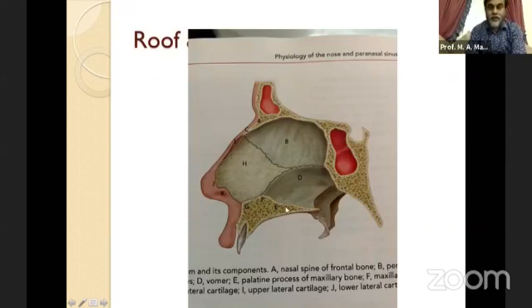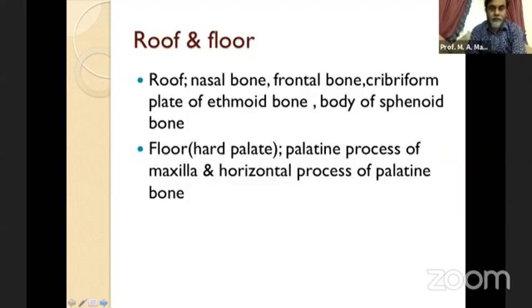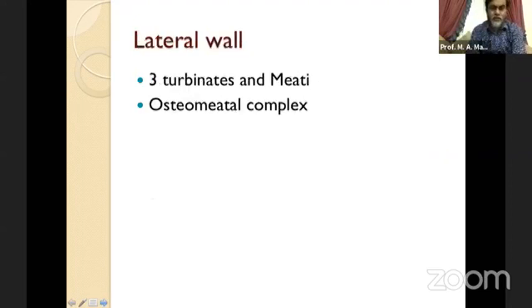The floor is the palate. It's called hard palate. It has got two parts. One is palatine bone and maxillary bone. So the floor, hard palate: palatine process of the maxilla, and horizontal process of palatine bone. This is the hard palate or floor of the nose. And the roof is by the four bones I described. But we usually don't ask this question in the exam. So limited to septum and lateral wall.